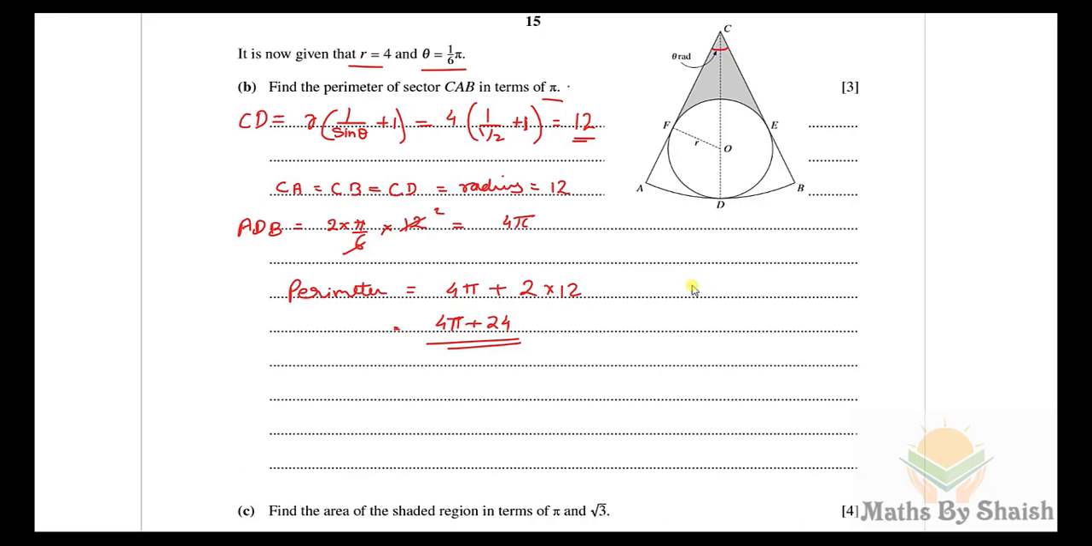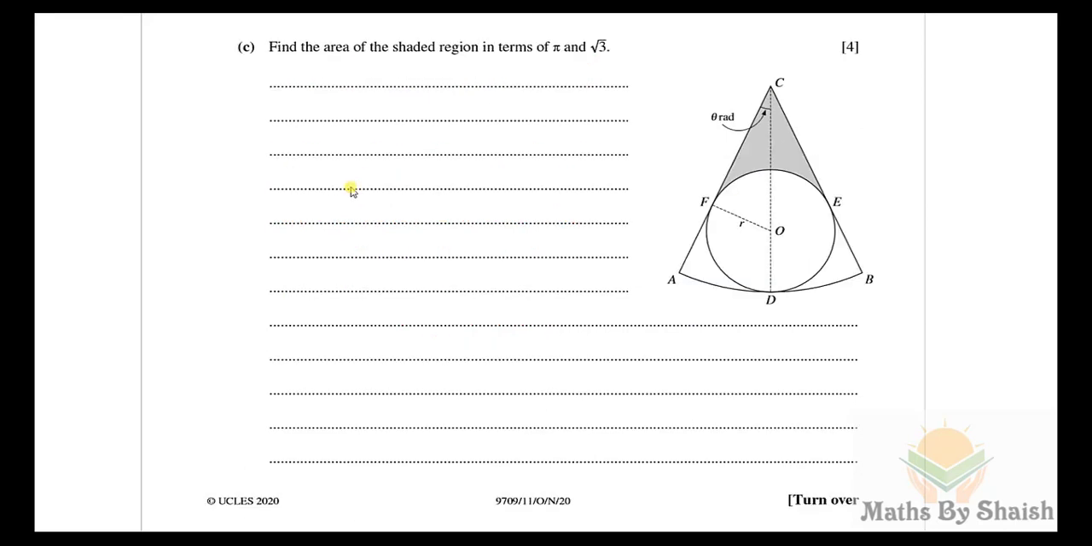Let's do the next part. Here is the C part. Find the area of the shaded region in terms of pi and root 3. So now we have theta as pi by 6 given. We need to find, and the radius is 4.